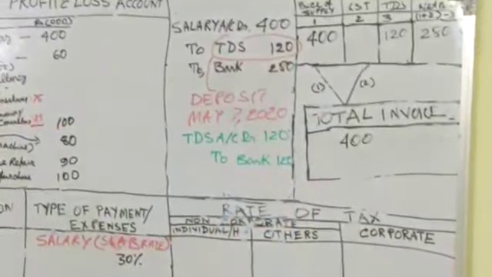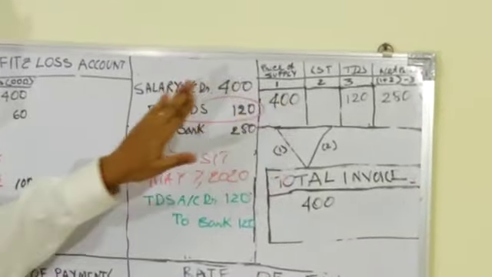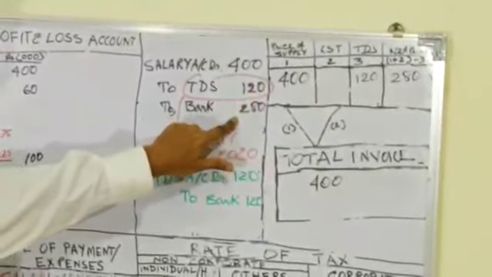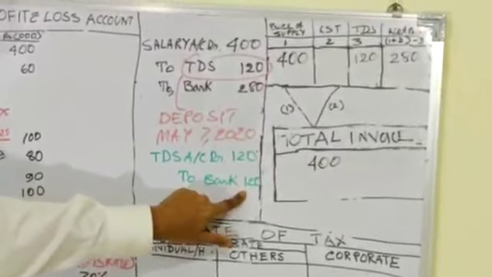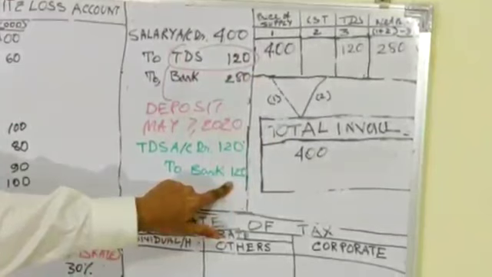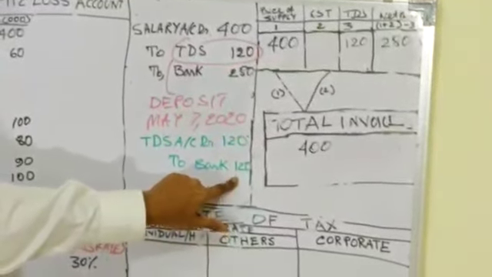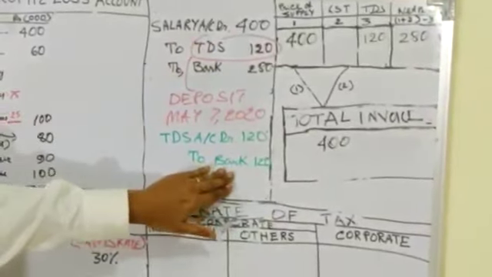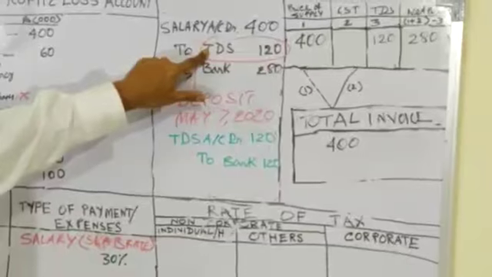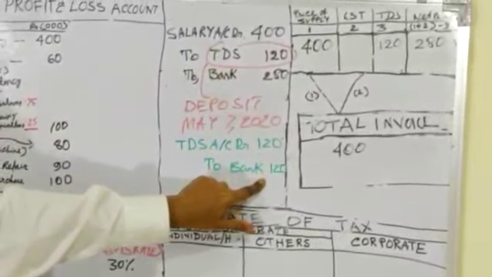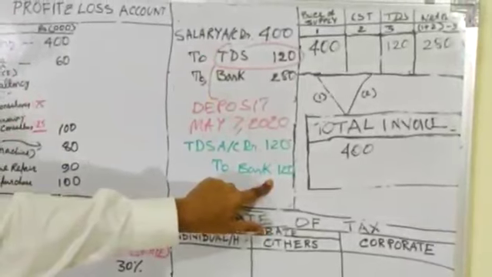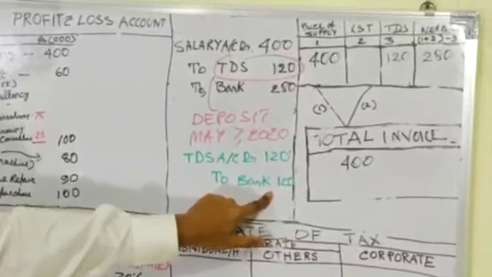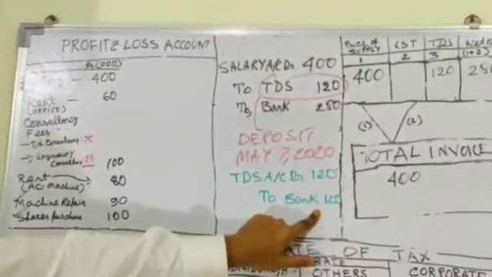So you see, I have paid a total of 400. Out of 400, 280 I have paid to the employee and 120 I have paid to the government on account of TDS. This tax is not my tax. This tax is my employee's tax. So when they compute their tax return, they will claim the credit of that TDS. How they will claim, we will discuss when we do the computation of income tax and payment of the tax.